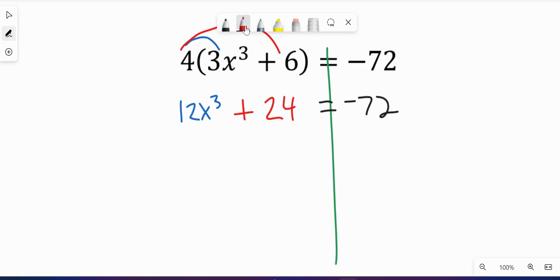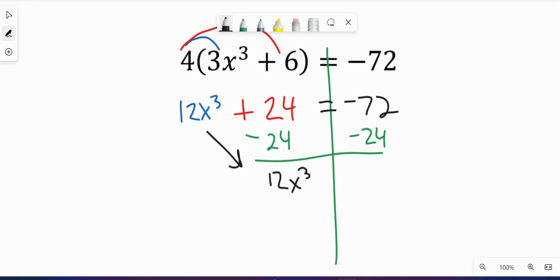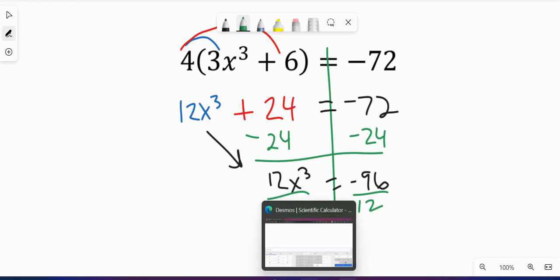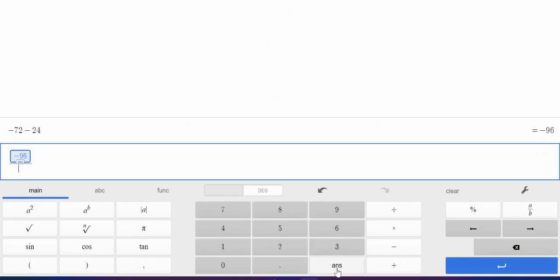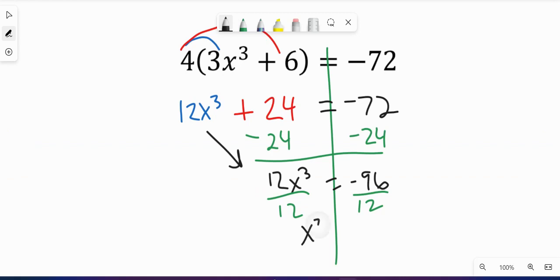All right. Then, just like how we did before, we just did one extra step. We minus 24 from both sides. So we get 12x cubed is negative 96. Divide both sides by 12. I'm just going to double check my math here just so I don't make a mistake. So we have negative 72 minus 24, negative 96, good there, divided by 12. I'm going to take my answer, divided by 12, and you get negative 8. So you get x cubed is negative 8.